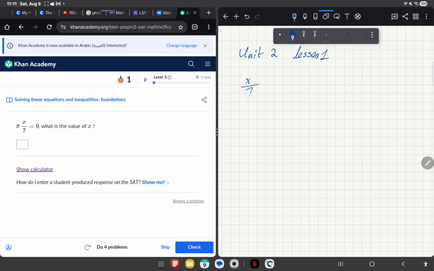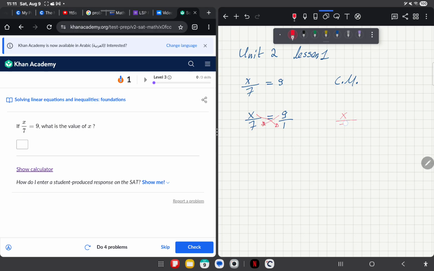Now, x over 7 is equal to 9. Some students still don't know the cross multiplication method, so I'm just going to write it as CM, cross multiplication. Now, what is cross multiplication? x over 7 is equal to 9 over 1. So I'm going to have to multiply x with 1 and 9 with 7.